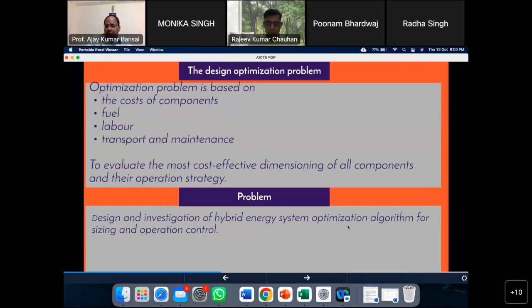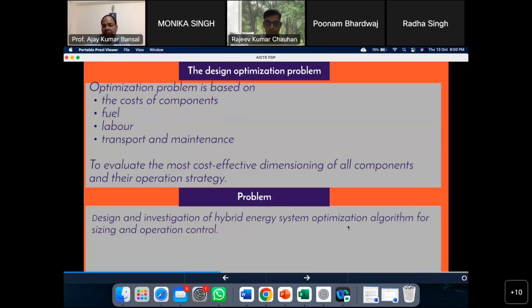So now we will be focusing on the optimization part of the hybrid energy system. As we have discussed, we have to optimize the system for size and for configuration. So we will have an optimization problem that will be based on the cost of the components which we are using.